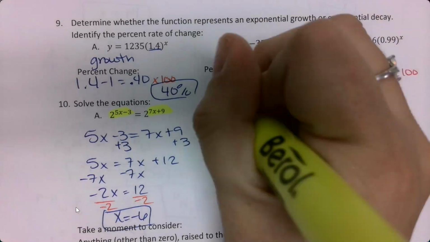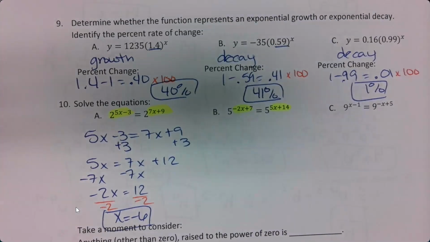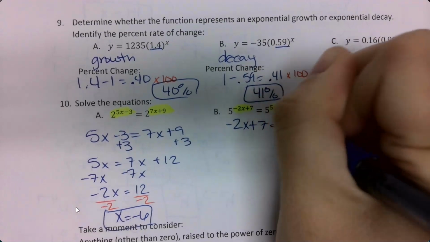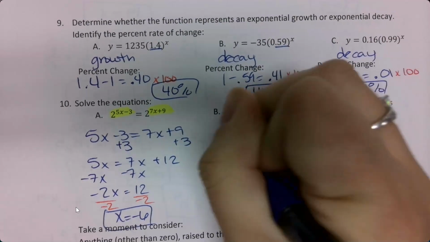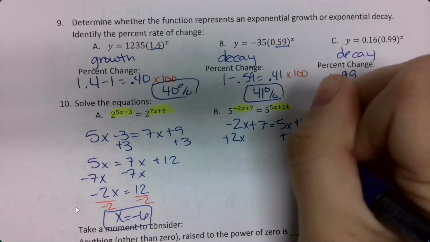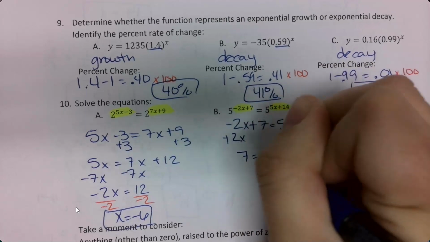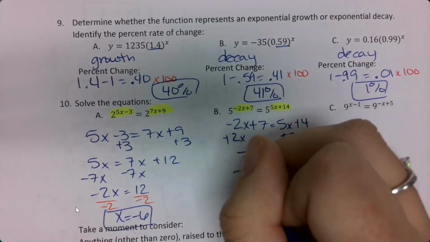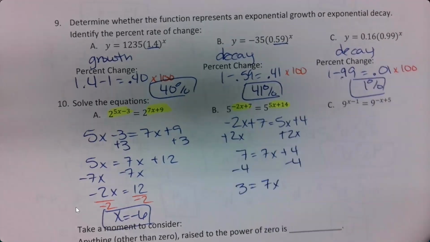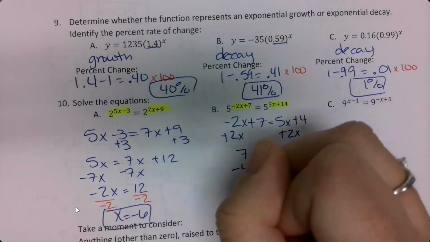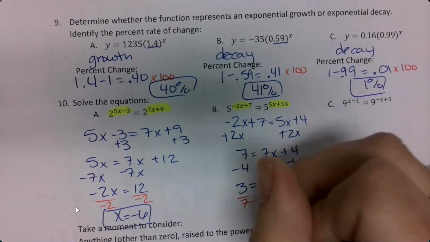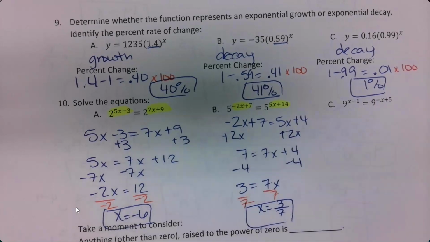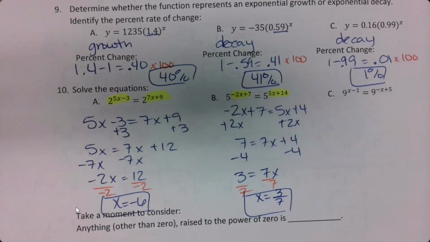Same thing for b over here. So I have negative 2x plus 7 equals 5x plus 14. I'm going to add the 2x to both sides. I have 7 equals 7x plus 4. Subtract the 4. I get 3 equals 7x. Divide both sides by 7. My answer is just x equals 3/7. I'll leave that one as a fraction since it doesn't simplify nicely.